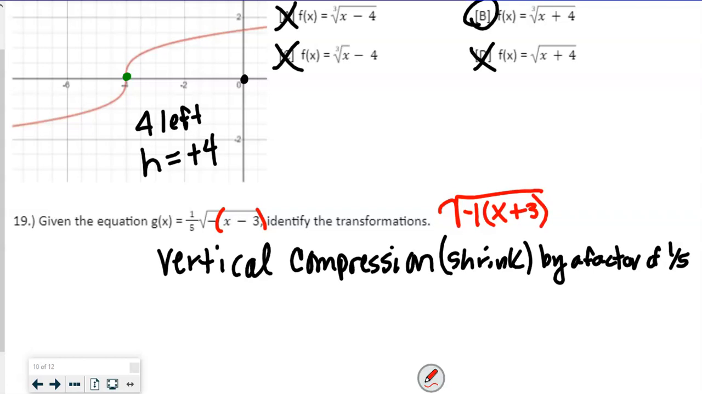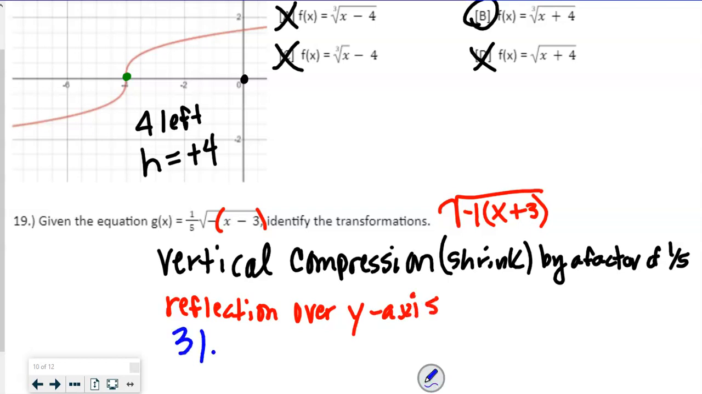So what does that -1 out front mean? Doesn't that mean, remember, these are horizontal changes, so this is going to be a reflection over the, what? Y-axis, right? Okay, and then what does that plus 3 tell us? 3 to the left, remember, is always going to be opposite of what we expect underneath that radical, okay?